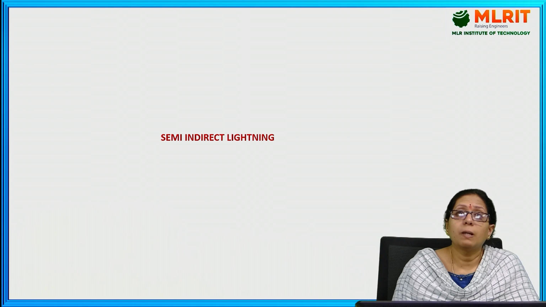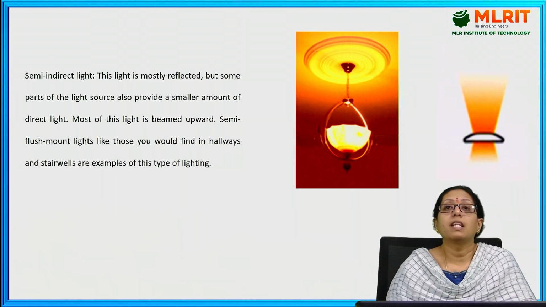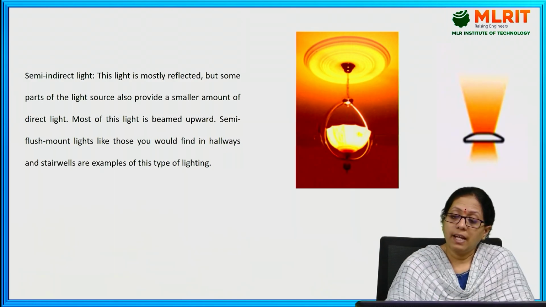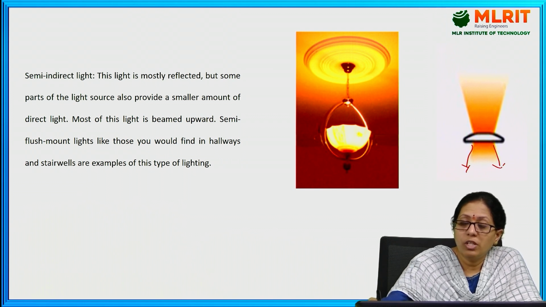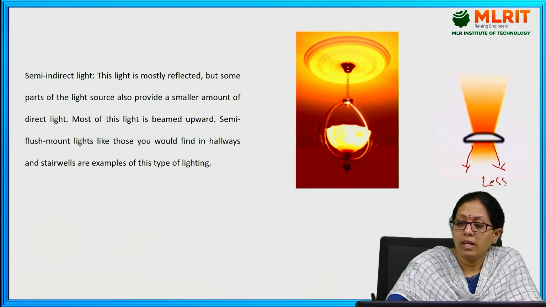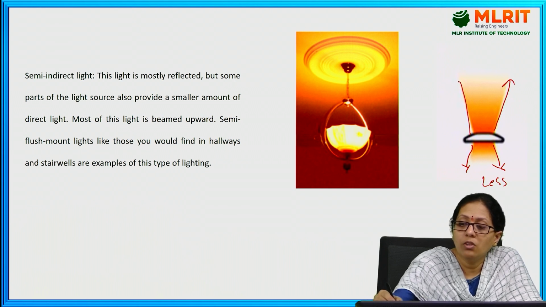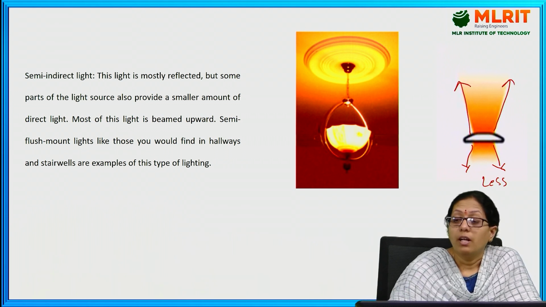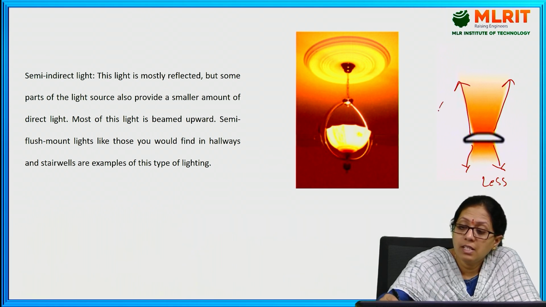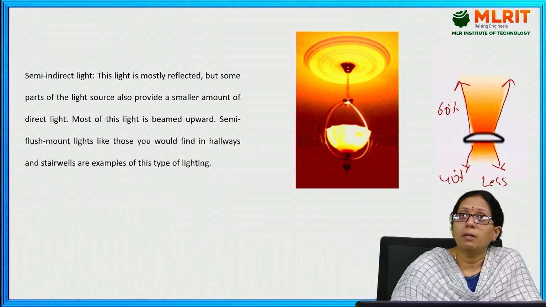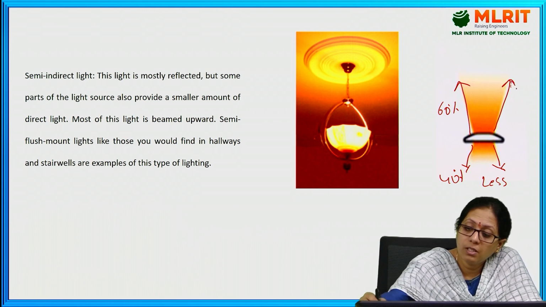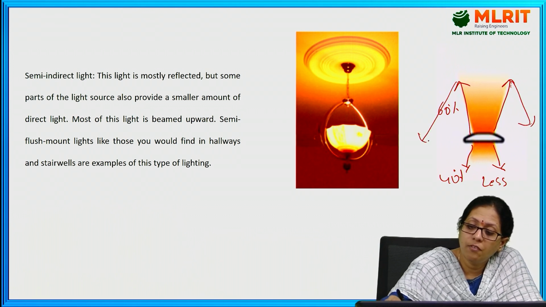The next one is semi-indirect lighting. This is an example of semi-indirect lighting where the lighting on the direct object is less when compared to the lighting on the roof. Lighting on the roof or the wall is more here. That is, this is 60%, this is 40%. So this 60% light will again reflect and come back.